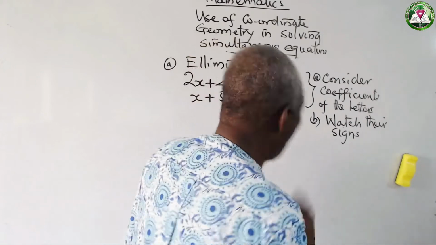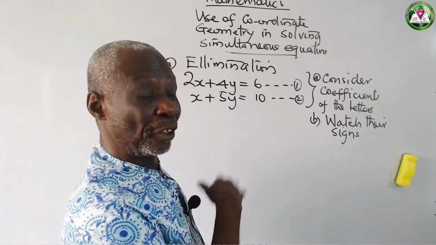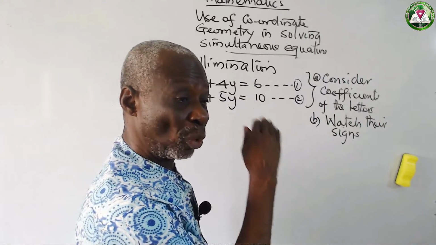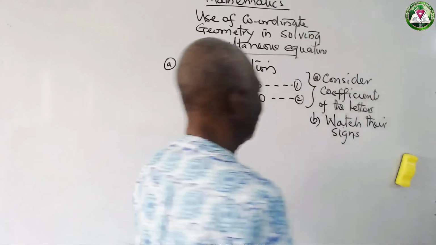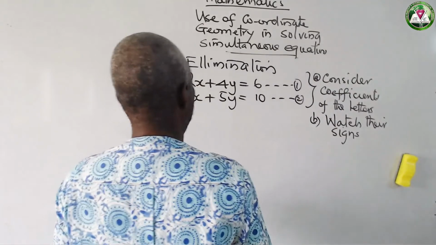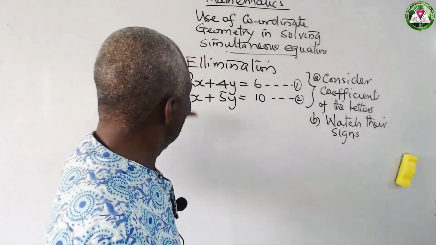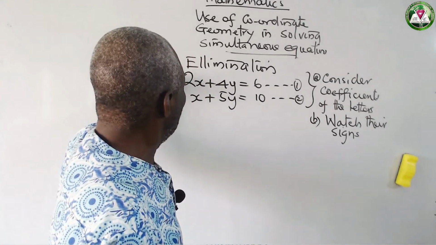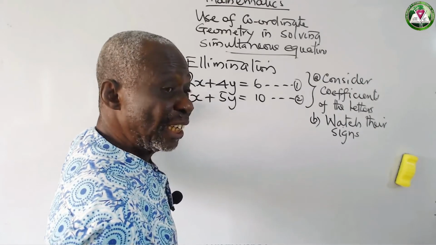All right. So what are we eliminating here? X. Why? Because the coefficients of X, both in equation 1 and 2, are smaller. That is why we're eliminating X. Okay, eliminating X. We now watch those coefficients. In the first one, the coefficient of X is 2. In the second one, the coefficient of X is 1.